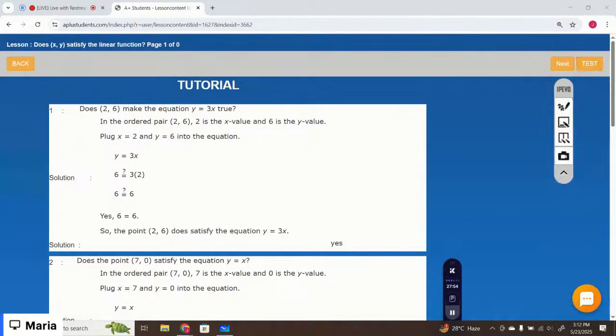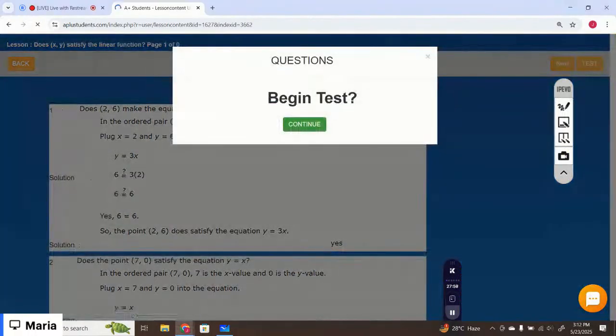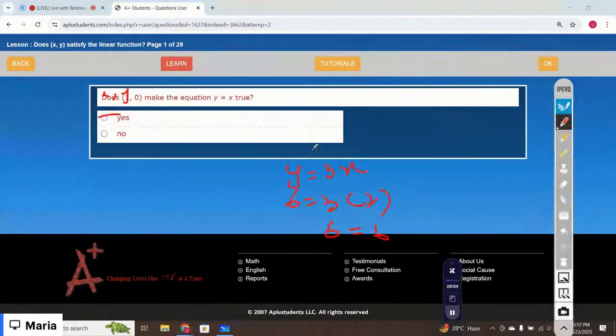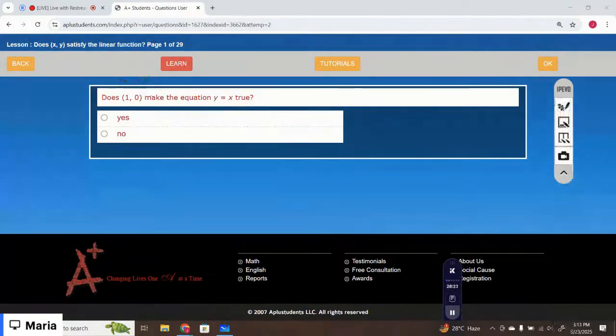Let's start with the test questions. Does (1, 0) satisfy the equation y equals x? X is 1, y is 0. So 0 is not equal to 1, because y should be equal to x, which is 1. So 0 is not equal to 1. The correct option is no.